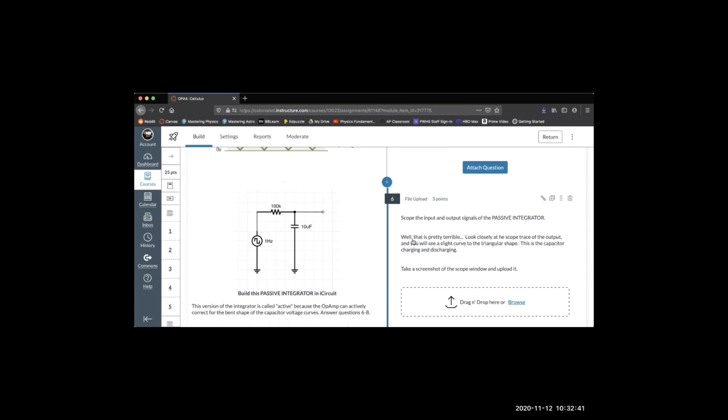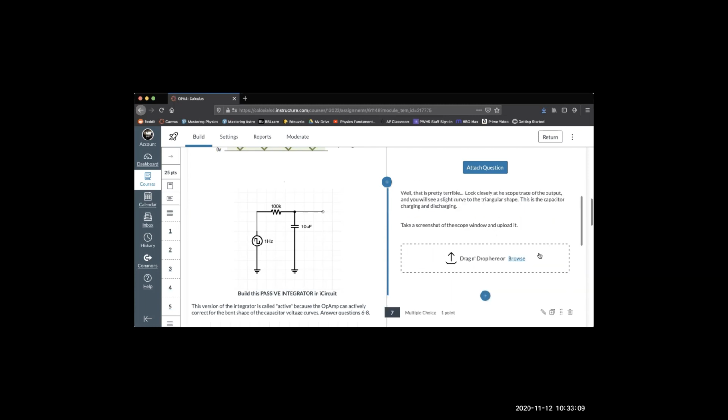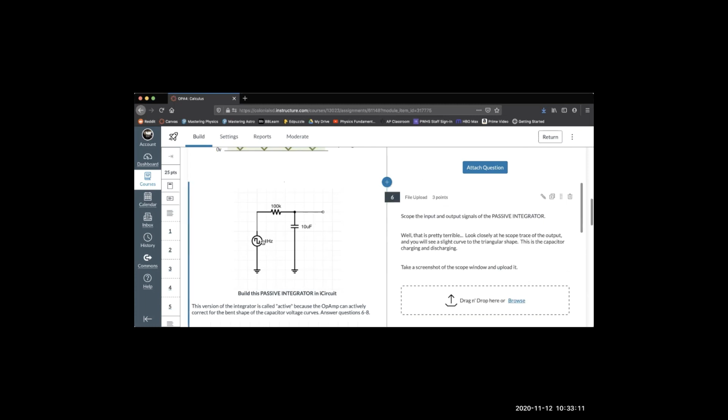In fact, I said here, well, that's pretty terrible, because a square wave is going in. Notice that the AC source here is set as a square wave. And the garbage that comes out of the output of this passive integrator should be a perfect, crisp triangle wave. And it's not. It's garbage. Look closely at this trace of the output, and you can see the curve of it charging and discharging the capacitor. So all you do is build that thing in iCircuit, and you upload it. Done.